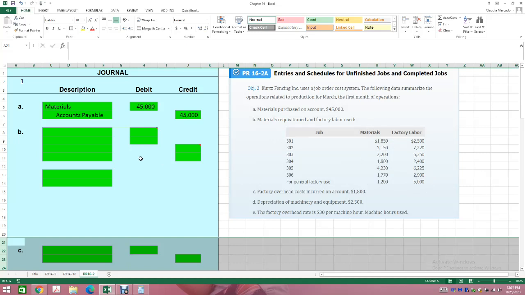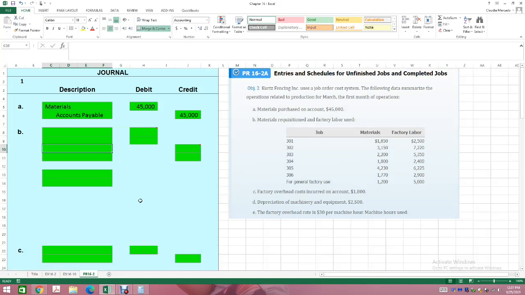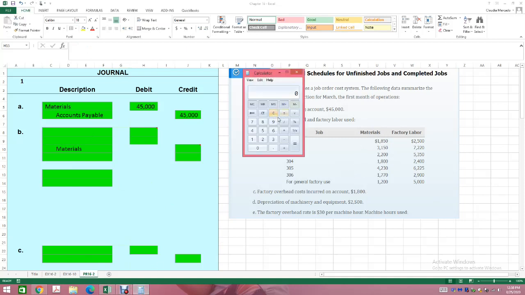Now, I'm going to start off with the information that I know. Let's look at materials. When you buy materials, you debit the account. As you use materials, as you get the materials out of the warehouse and into production, your materials are going to decrease. So when you decrease materials, you are going to have to credit your account. So I'm going to have to credit materials for the materials that were actually put into production, because we requisitioned them. How much materials did we put into production? Well, they give you the amounts here. So let's get our calculator. 1850 plus 3150 plus 2200 plus 1800 plus 4230 plus 1770 plus 1200.